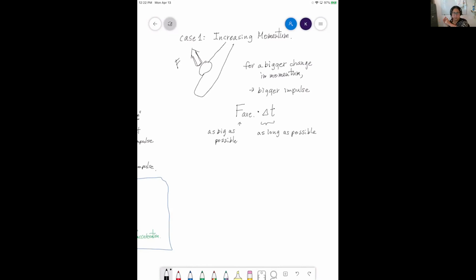And so of course you want to give a torque and give as much force as possible to hit the ball, but you also want to be in contact with the bat so you can exert the force as long as possible. So you want to increase the contact time.